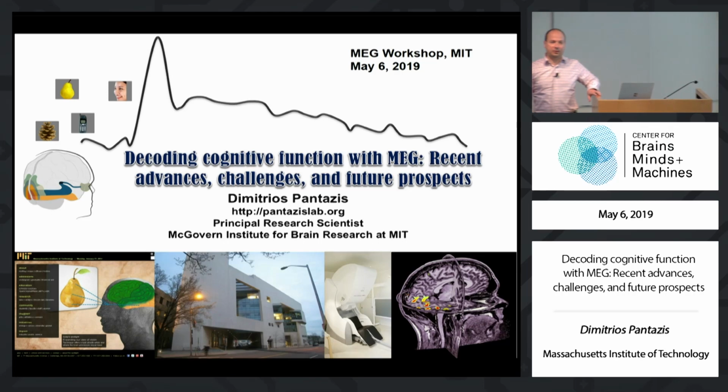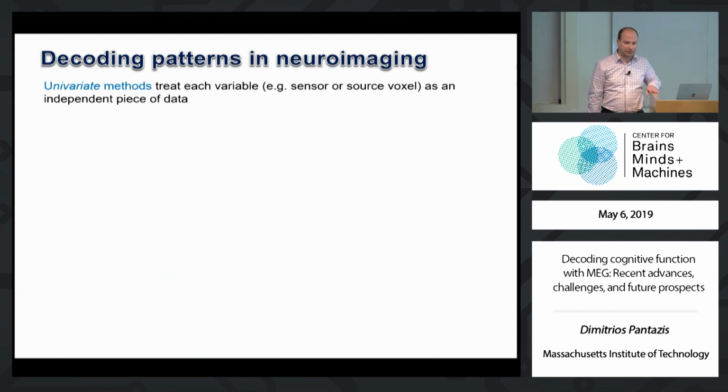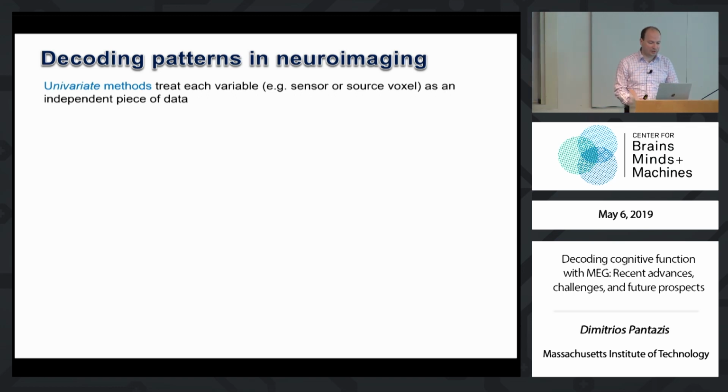So the next topic is about decoding, using decoding methods to access the information contained in MEG measurements. Of course, typical univariate methods in analysis involve treating each variable, which can be a sensor or a source, as an independent piece of data, and then conducting statistical tests separately for these variables. And of course, in the presence of multiple variables, you can have mass univariate analysis, in which case the same model is used to fit different variables.